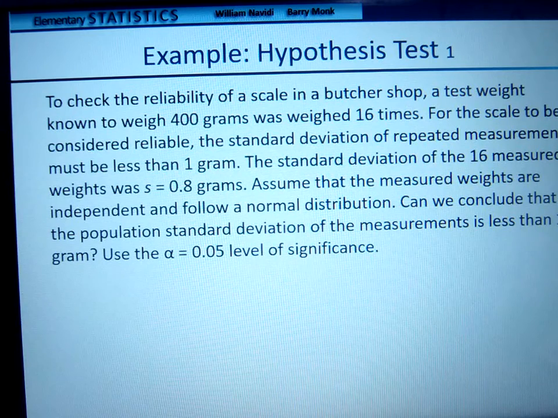And we're going to use the significance level alpha equals 0.05.